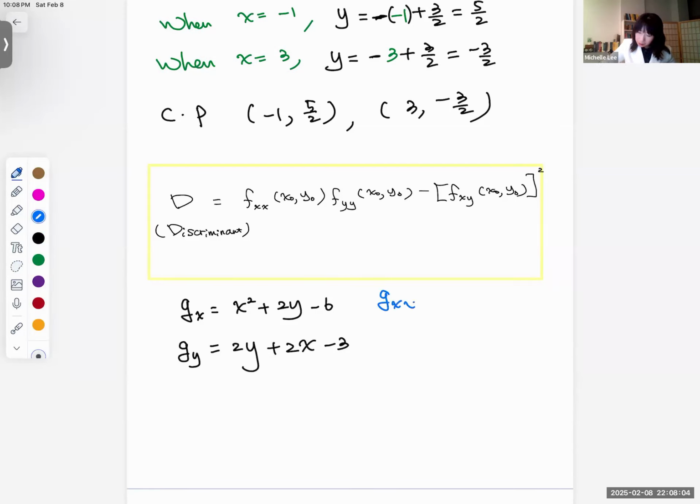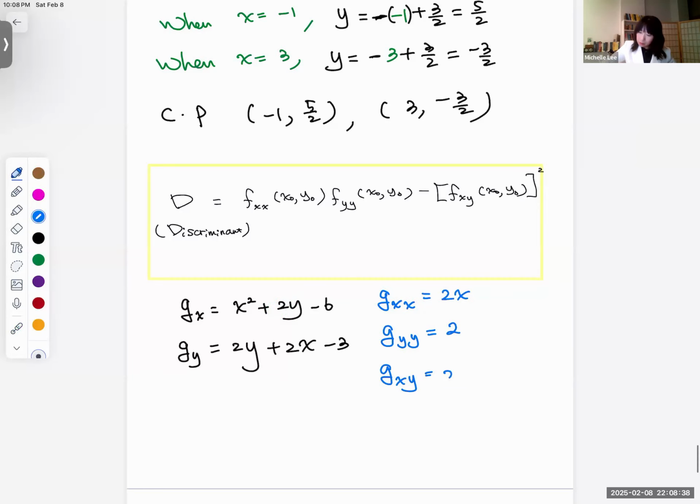Partial derivative with respect to x again. Second derivative. We get 2x then. How about the partial derivative with respect to y, then y? 2. How about we need one more partial derivative with respect to x first, then y. Let me see, 2 again. We're using 2. Yeah, so 2.